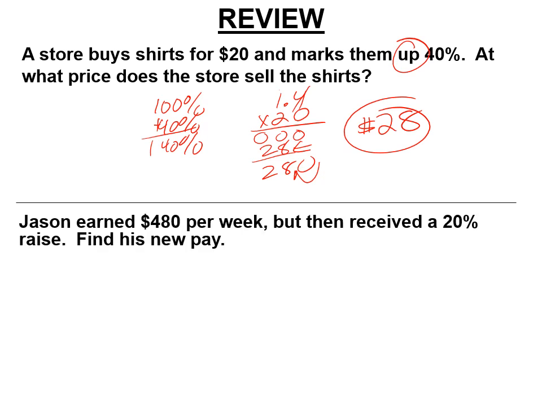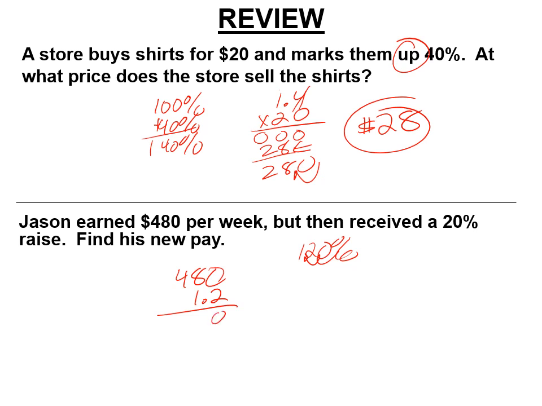Jason earned $480 per week, but then received a 20% raise. Find his new pay. So if you're getting a 20% raise, you're at 120%, right? Because you add it to 100%. So you're going to do 480 times 1.2. You're not going to leave that extra zero there.